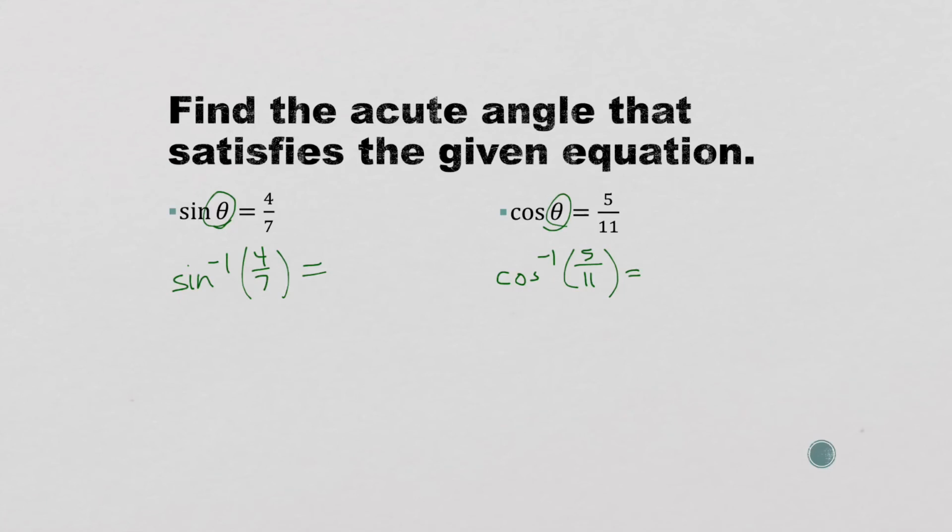Now if you do this, you should get 34.85 degrees. For cosine, I get 62.964 degrees. And once again, depending on what you're given, if you want your answer in degrees, you need to make sure your calculator's in degrees. If you want your answer in radians, make sure your calculator's in radians.